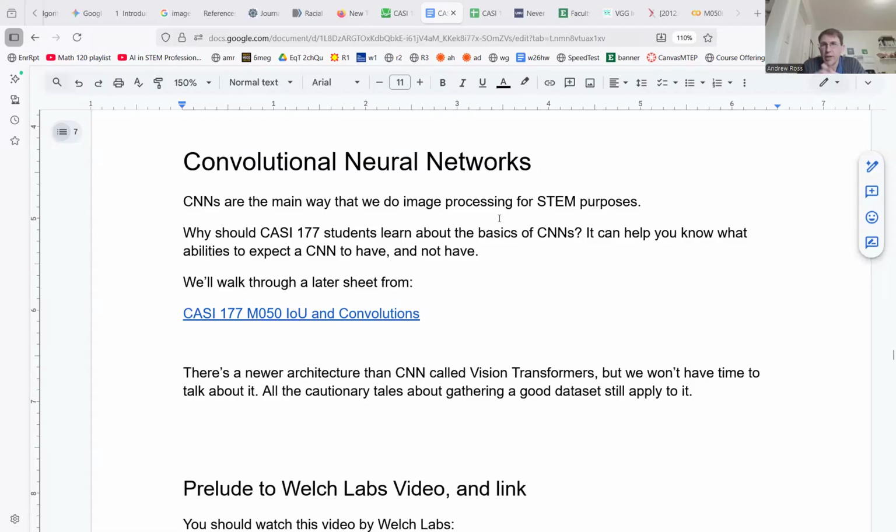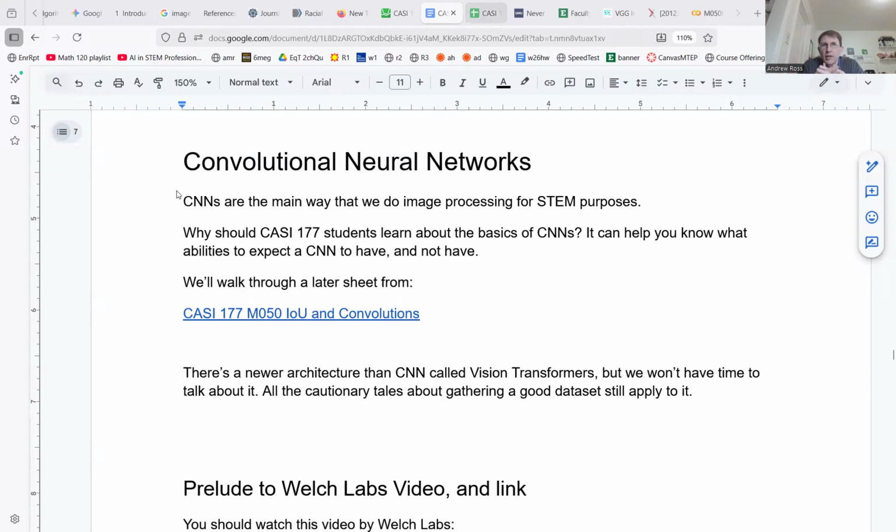Convolutional neural networks are the main way that we do image processing for STEM purposes. You might ask, why should students in this class learn about the basics of convolutional neural networks, like the inner mechanics? Well, it can help you know what abilities to expect a convolutional neural network to have and not have. So let's walk through a sheet from this spreadsheet.